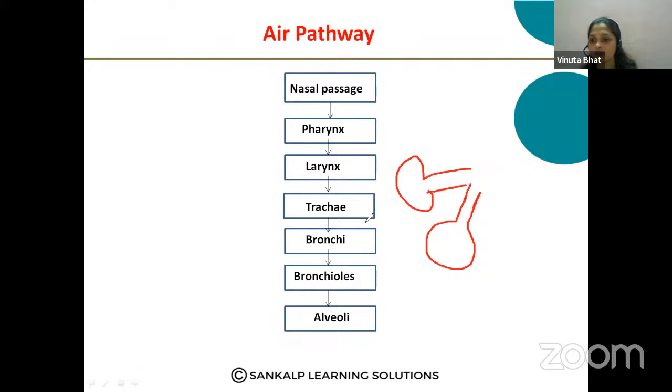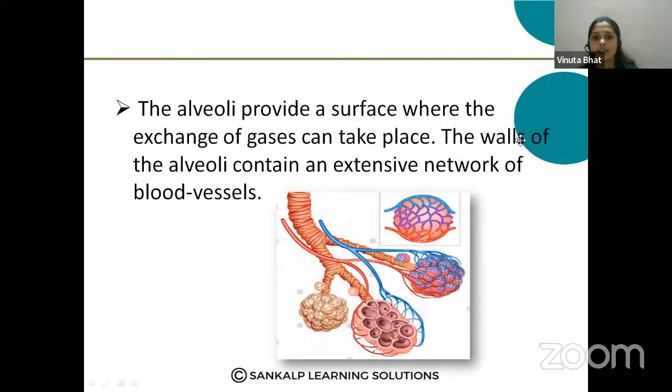Okay, so what is the function of the alveoli? See here in this diagram, the bronchioles terminate at a balloon-like structure, that is called alveoli. This alveoli contains an extensive network of blood vessels.